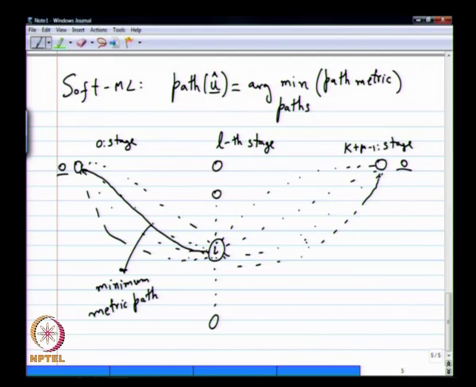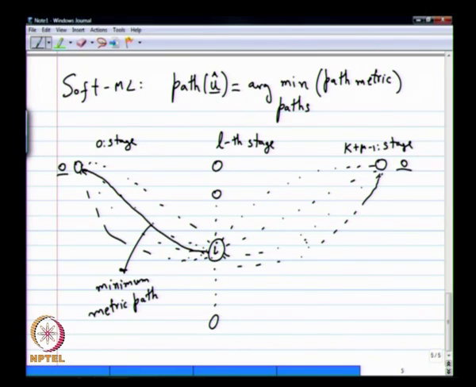So let me repeat that argument once again, I will do it just in words, I am not going to write it down. If the minimum overall final metric path that you have were to go through state I in the lth stage, then from 0 to I it would have definitely taken the minimum, that partial minimum weight path.